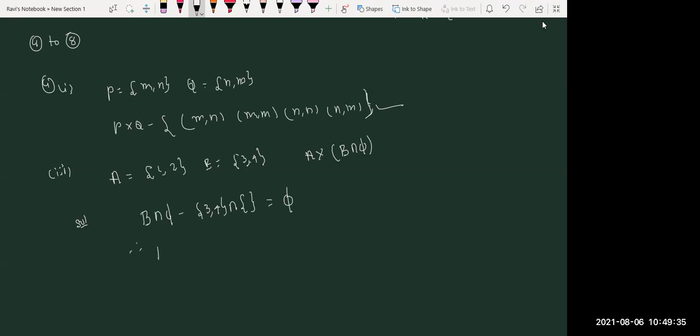So that's why now if they ask us to find A cross B intersection 5, this will be A cross 5. 5 means inside the set how many elements? 0 elements, right? So 0 elements into the A set will always be 0. So that's why it is true or not? It is true, sir.